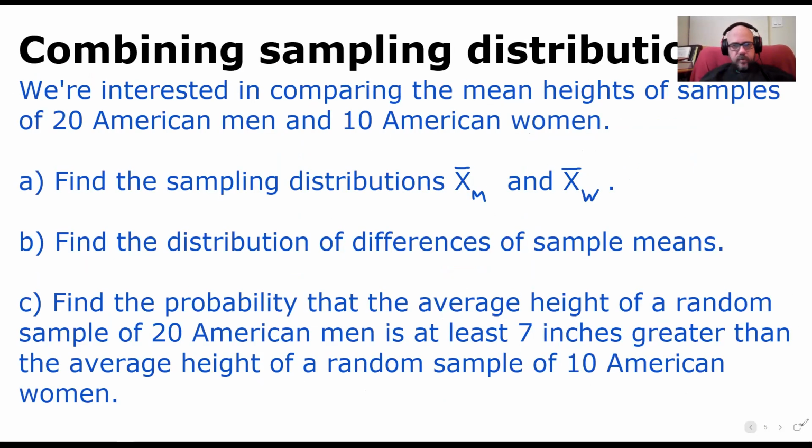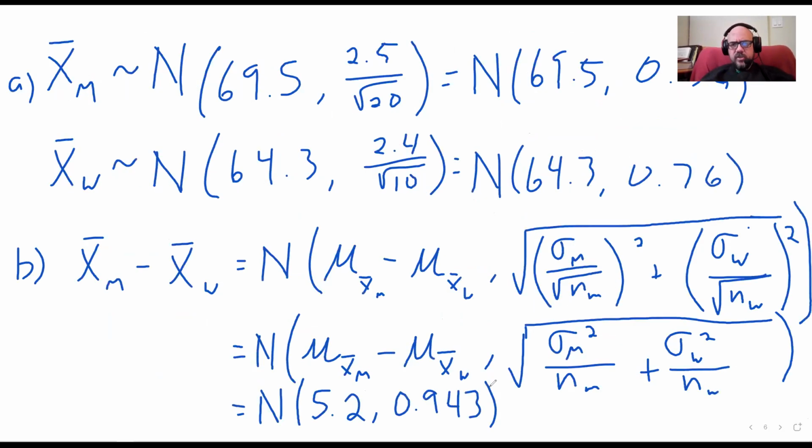So is that what I did here? Find the distribution of differences of sample means. Okay, so it's this. Notice that they're just numbers, right? 5.2, 0.943. So mean of 5.2, standard deviation of 0.943.